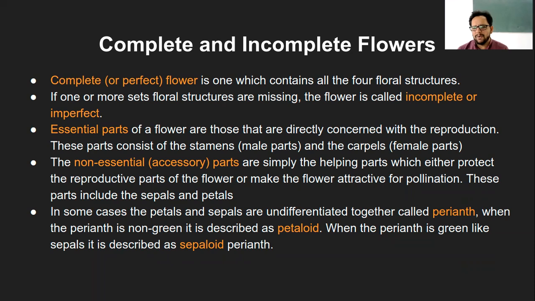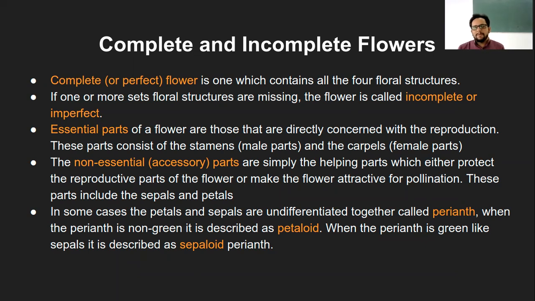If all four whorls are present, it is called a complete or perfect flower. Why is it called complete or perfect? Because it has both male and female reproductive units, and if fertilization has to happen by self-pollination, it can happen then and there. They are not dependent on anything else. That's why they are called complete flowers.